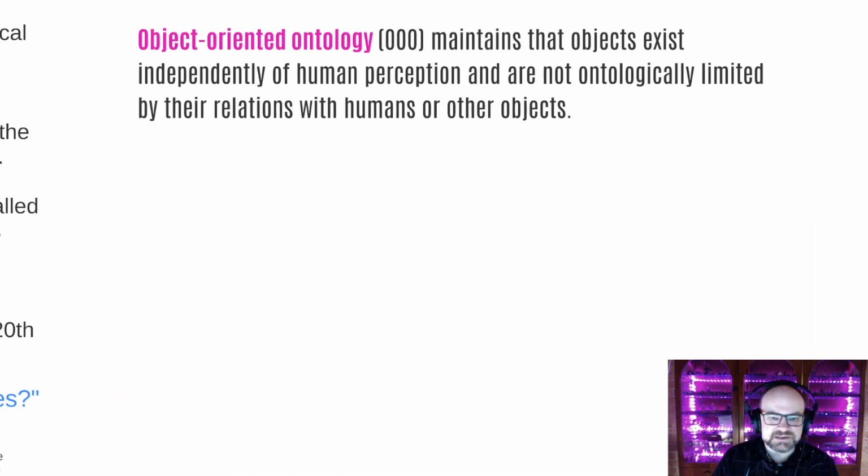In order to answer this question, we can draw on object-oriented ontology that maintains that objects exist independently of human perception and that they're not ontologically limited by their relations to other objects. And by ontologically, we mean just the way it exists. That's the simplest way to think about it.